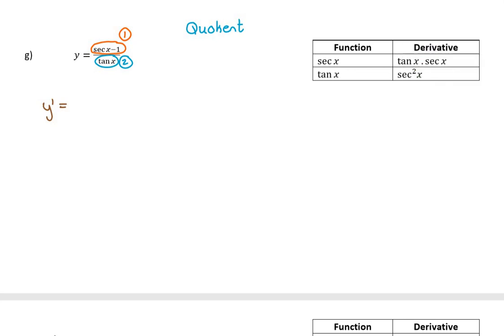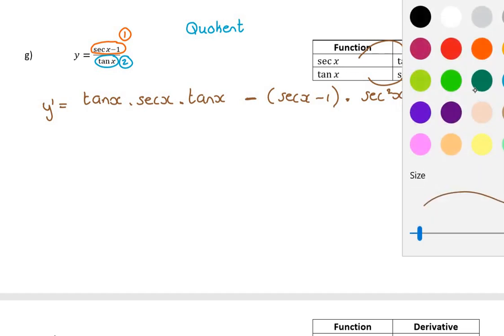And the quotient rule says differentiate the top. Now sec differentiates to tan x sec x. Fortunately, there's no chain rule here, so it's tan x sec x. Now the derivative of minus 1 is nothing. So basically the sec x gets differentiated and the minus 1 disappears. Okay, now multiply by leave the bottom, minus leave the top, which is sec x minus 1, multiply by the derivative of the bottom, and tan is sec squared x.